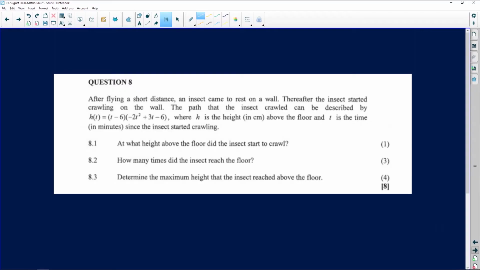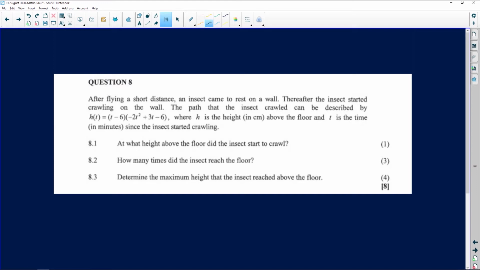So now the next question is also a very exciting one that talks about applications of differential calculus. Let's look at it very closely. It says to us here, after flying a short distance, an insect came to rest on a wall. Thereafter, the insect started crawling on the wall. Very exciting. The path that the insect crawled can be described by this model.